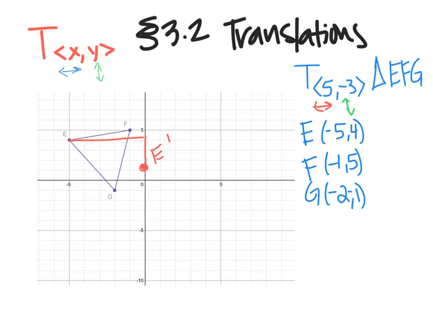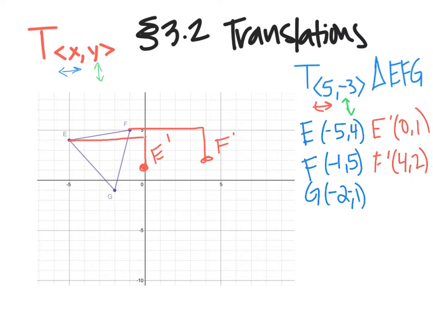Then I'm going to take F and do the same thing. I'm going to go 5 units to the right. 1, 2, 3, 4, 5, and 3 units down. That's going to be my F prime. So it's helpful to record those ordered pairs over here. So E prime is 0, 1. F prime is 4, 2.